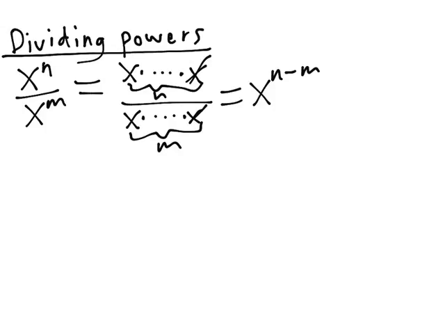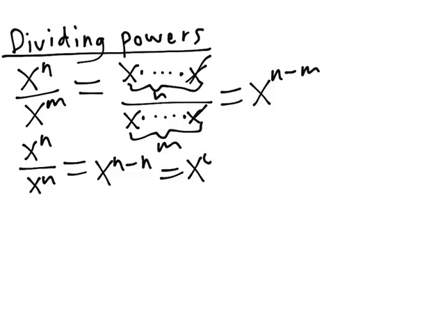But what happens if n and m are equal? If we have x to the n over x to the n, then our formula tells us this is equal to x to the n minus n, but that's just equal to x to the power 0. Since x to the n divided by x to the n is a fraction where both the numerator and denominator are the same, it's equal to 1. Therefore, x to the 0 is equal to 1 for any x. The exception to this rule is if x is equal to 0, since the fraction on the left would not be defined in that case. In fact, 0 to the power 0 is undefined.